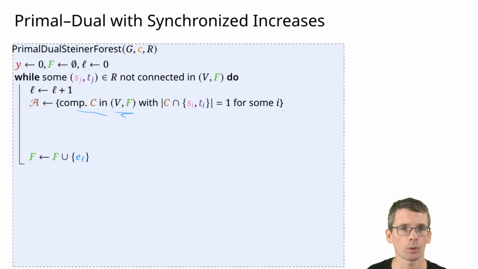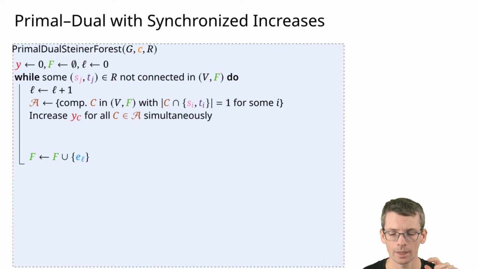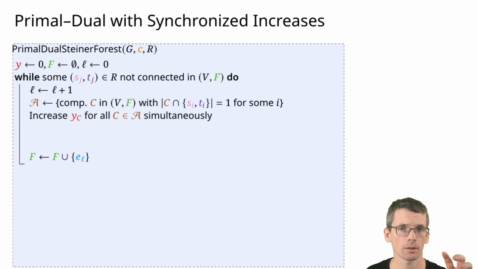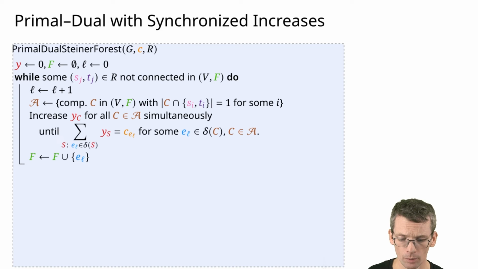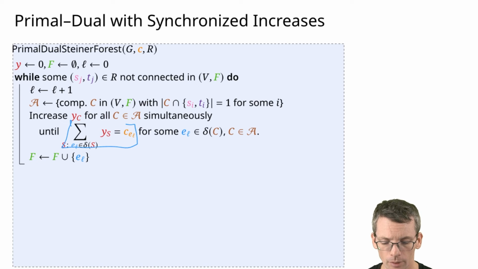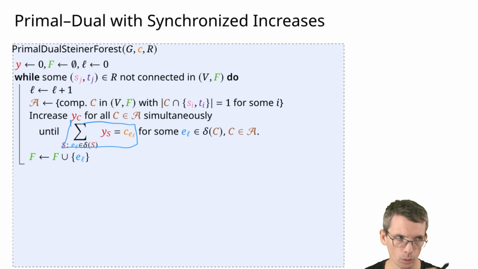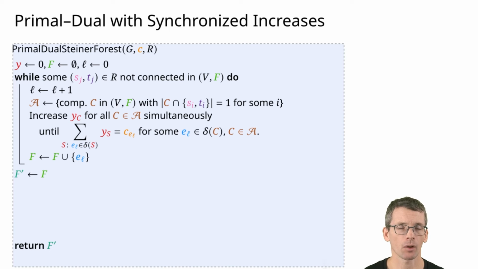And for all of these components, I'm going to increase yC at the same time to the same value. And I do so until there is some edge for which I get complementary slackness, where the dual constraint holds with equality. And then I'm going to pick that edge, add it to my set of forest edges. So now instead of increasing some arbitrary yC, we're doing all of them at the same time, and this will help us. What we will also need to do is we take the solution that we get at the end and remove edges that are not needed.